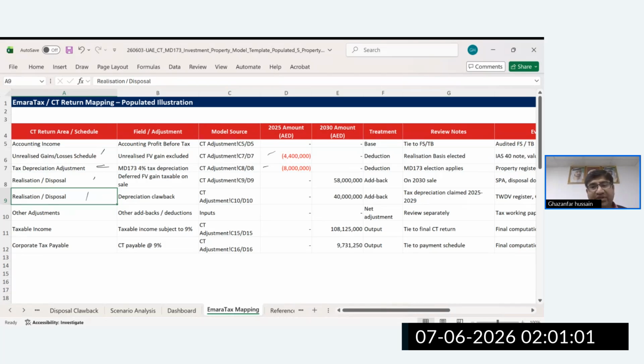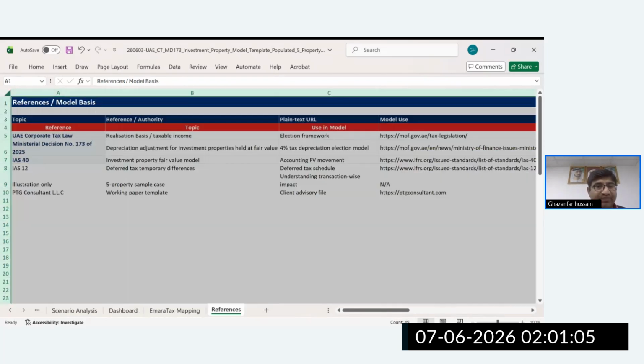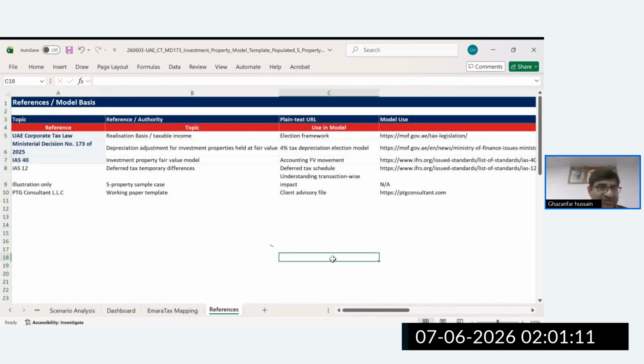So any particular question or any point, this is again more or less the same. And the next is the reference. If anybody would like to see the reference, here is the reference, and some references are coming from the accounting standard also.